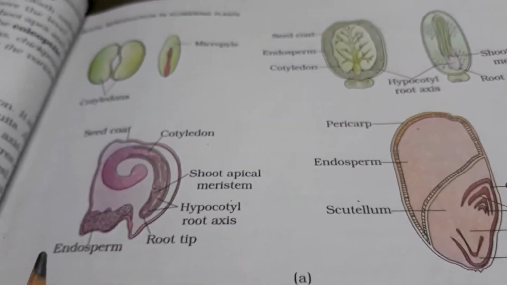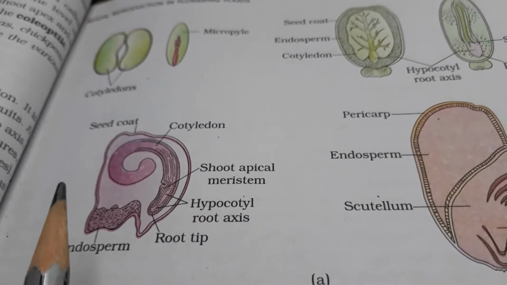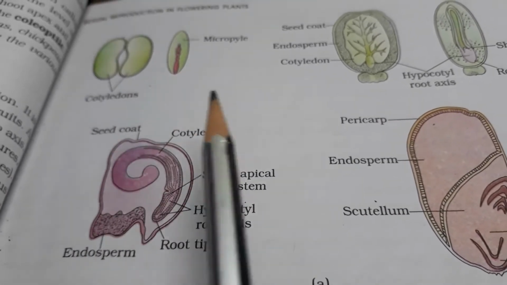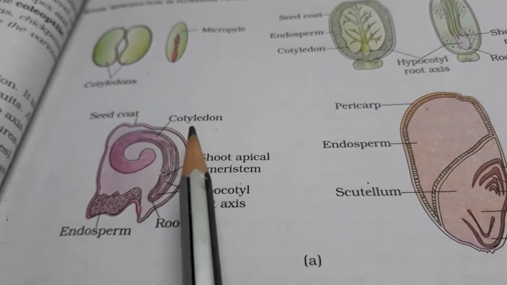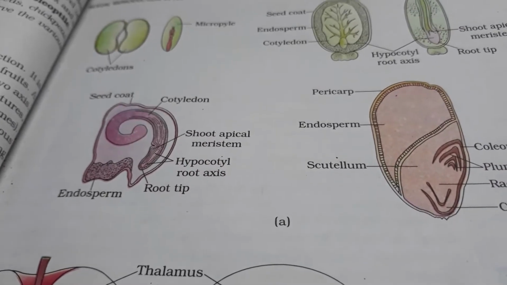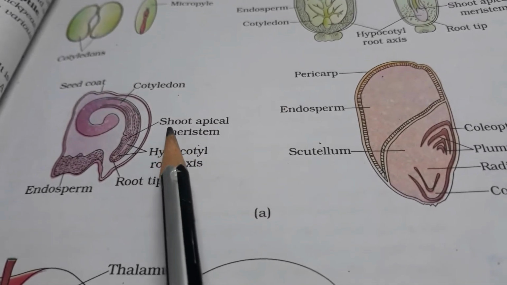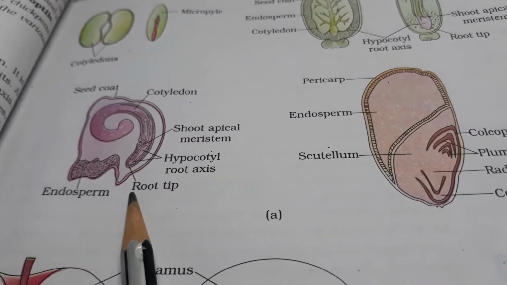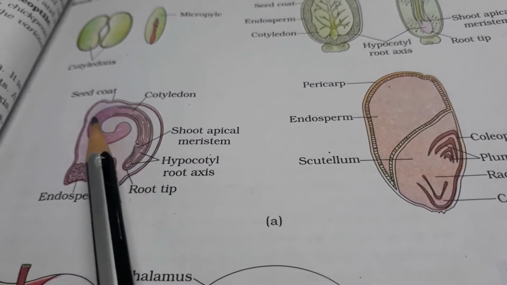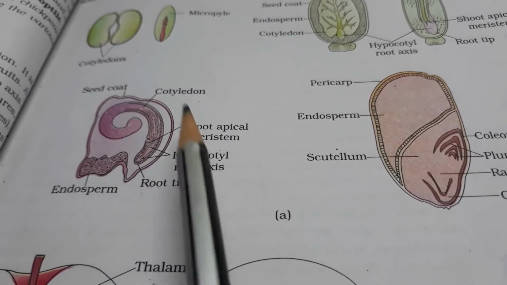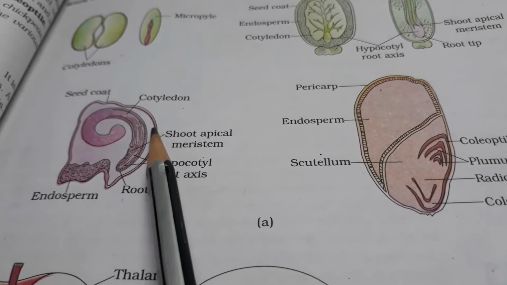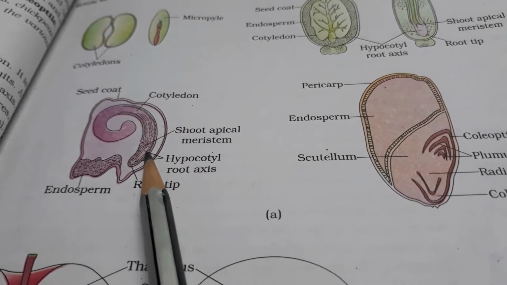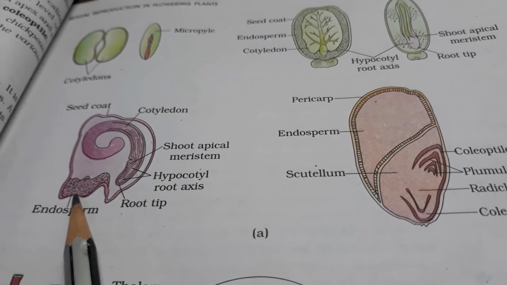Correct? So now here, this is the seed coat, this is the cotyledon. It's a variety of plants they have given. So this is the shoot system, this is the root system. So this is going to give food to this developing portion, shoot system and root system. This is the endosperm.